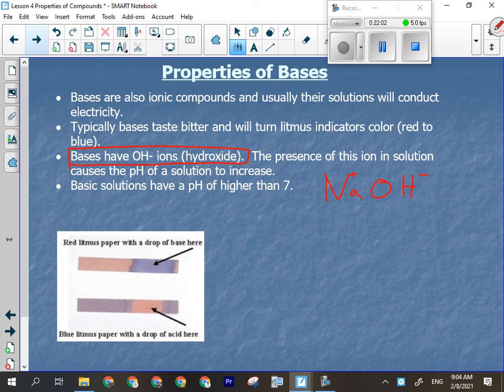This stuff would also be a strong base. Which one would be stronger? First one or second one? Second one gives more OH. Okay, the more OH you can give, the more basic it's going to be, the stronger the base it's going to be.